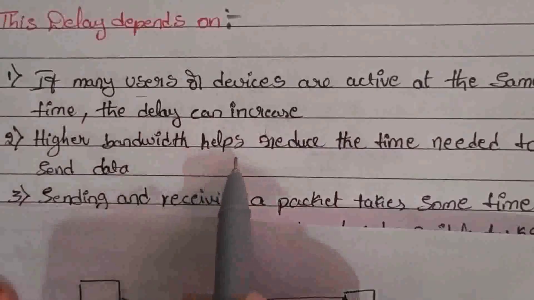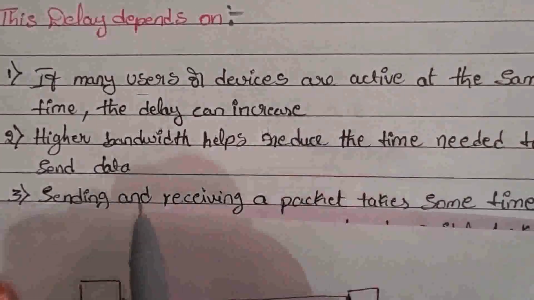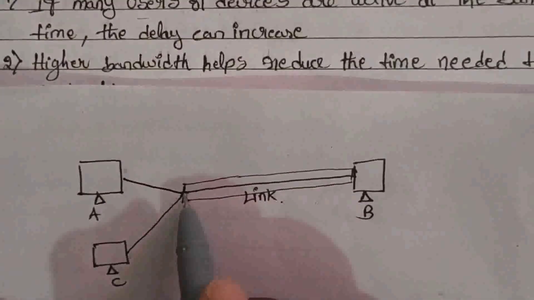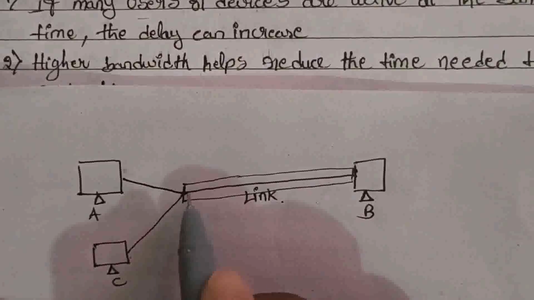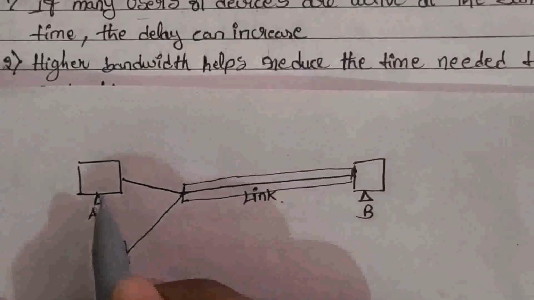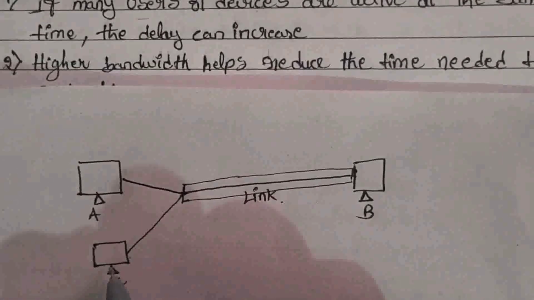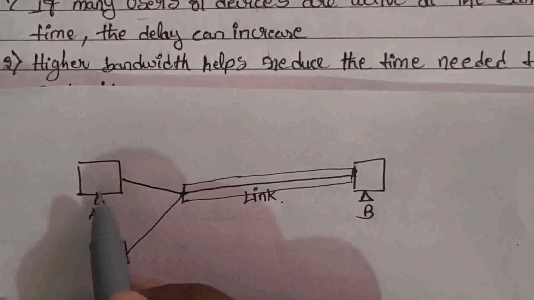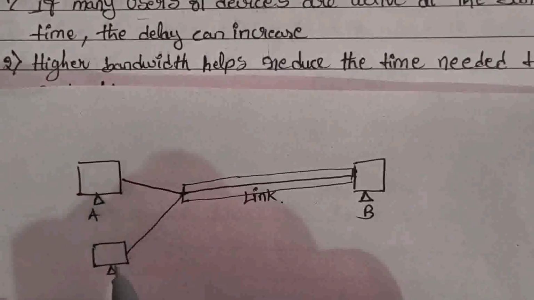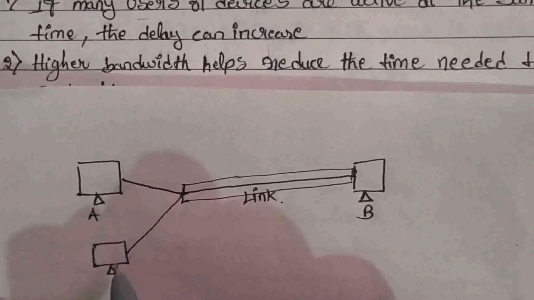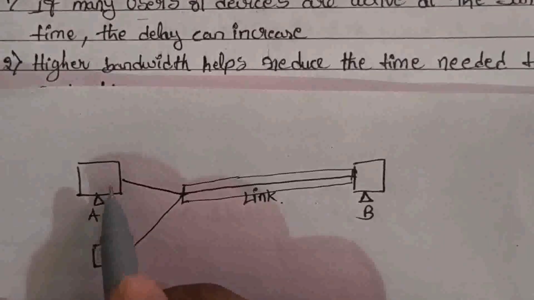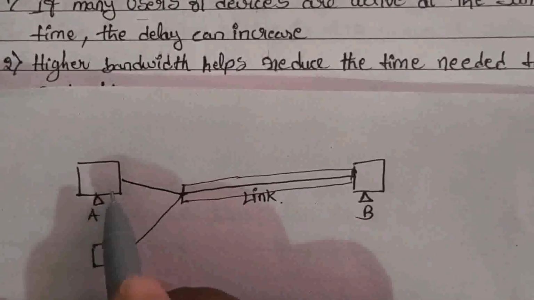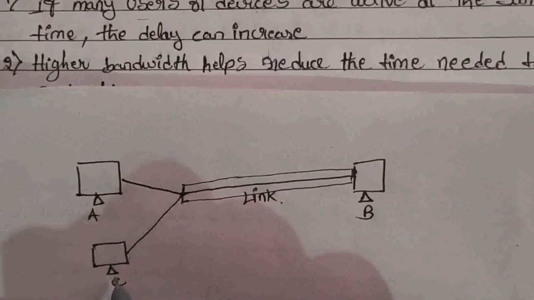Higher bandwidth helps reduce the time needed to send the data. If the link bandwidth is very low, then sending the data of C will take a lot of time. System A has to wait a long time to complete its process. If system A is using this very small link, completing system A's process will take a lot of time. Until then, system C should wait.